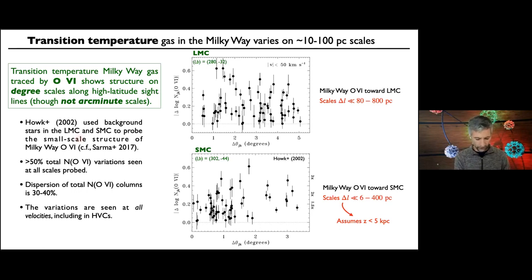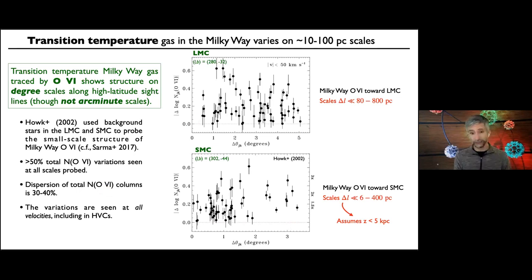So we, many years ago, used the FUSE data in the Large and Small Magellanic Cloud to measure O6 coming from the Milky Way towards a few tens of stars. And when you do that and take pairwise comparisons of the oxygen-6 column densities, the difference in the log of that oxygen-6 column, as a function of angular size, is plotted here. And you can see factors of 50% variation on all angular scales throughout this, essentially. The dispersion of the O6 column densities in the Milky Way is about 30 to 40%. So there's a lot of bouncing around, even in this relatively small angular part of the sky.